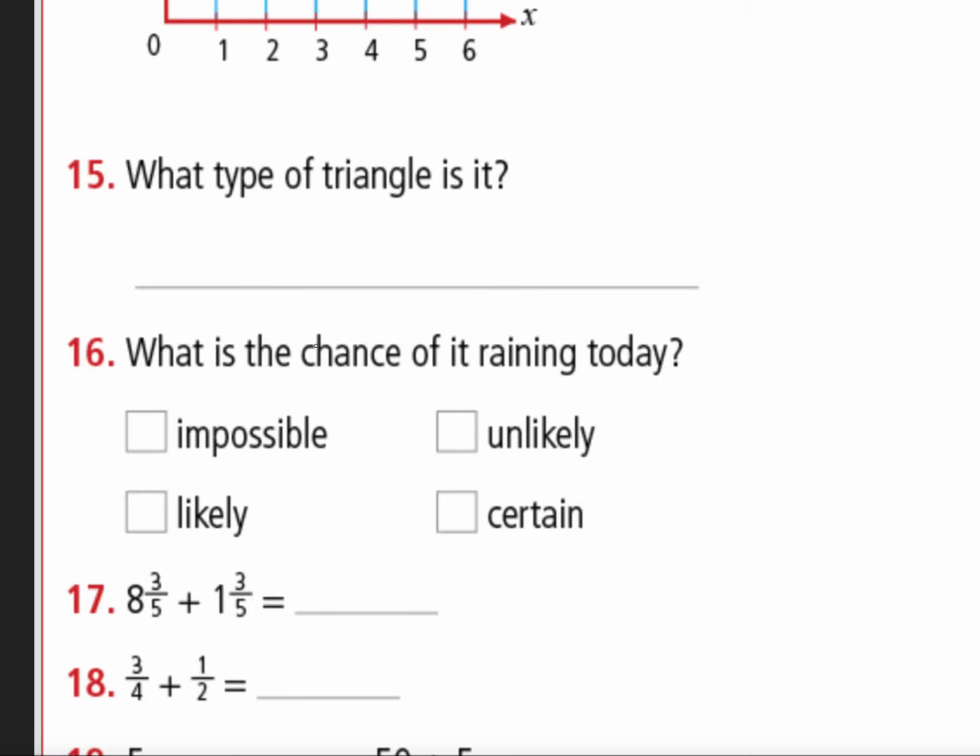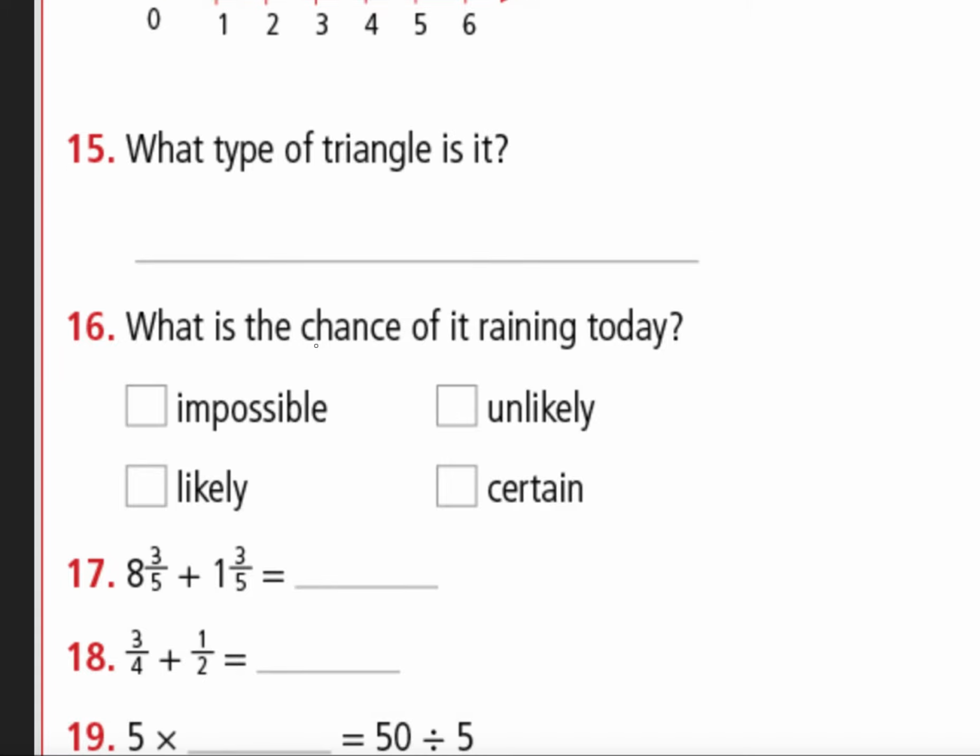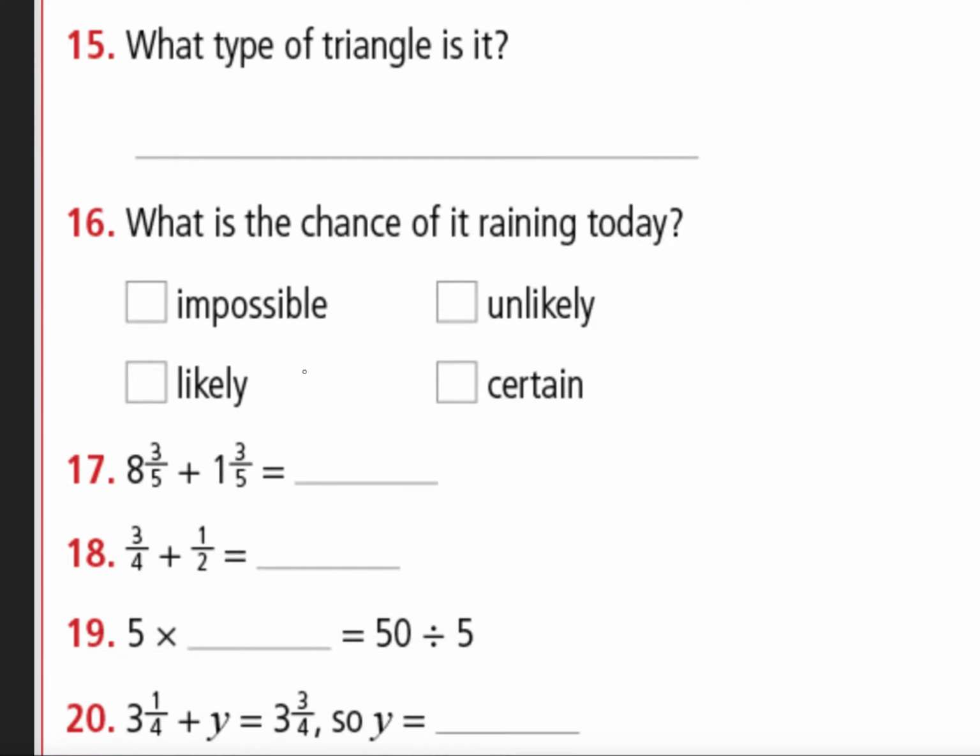Number 16, what is the chance of it raining today? So have a look out the window and you'll get your answer for that one.